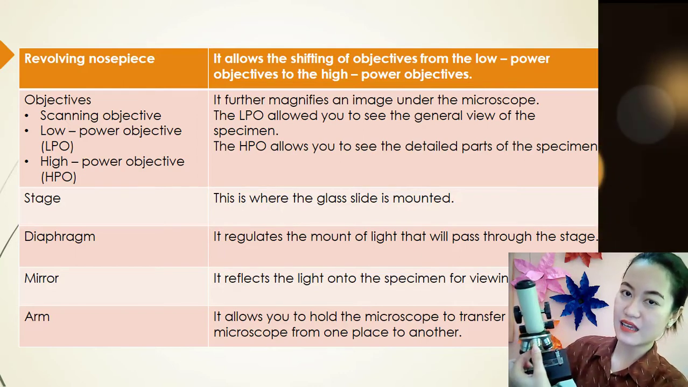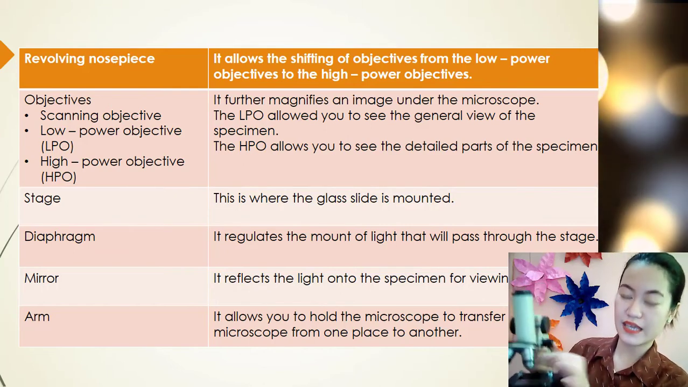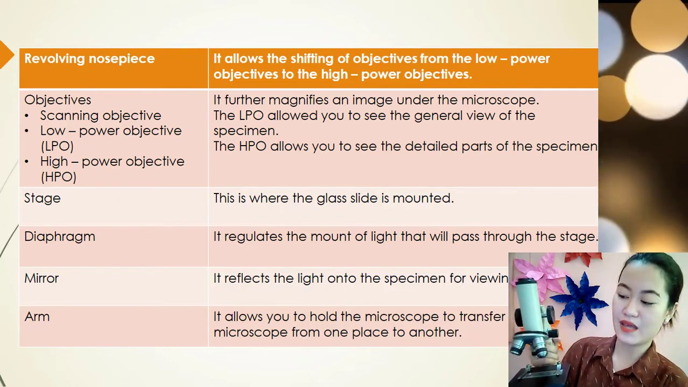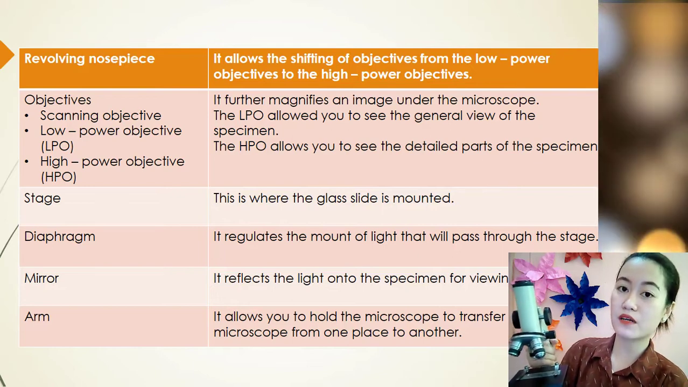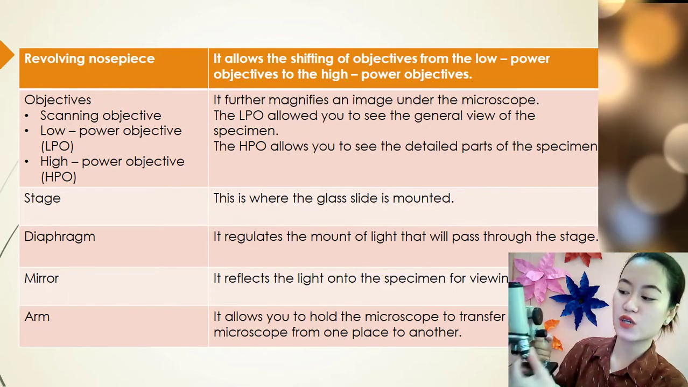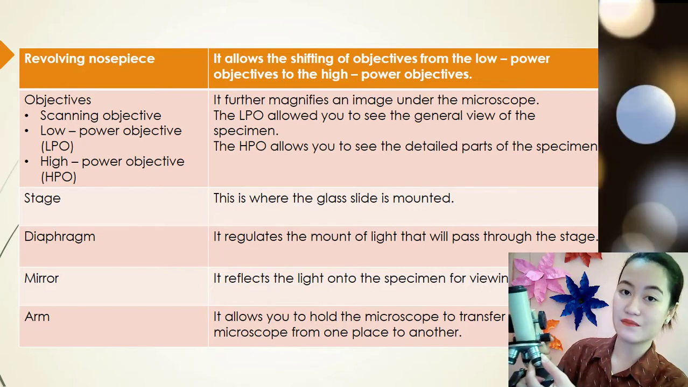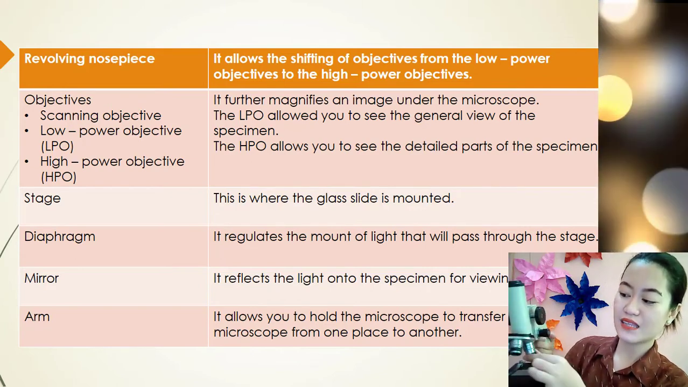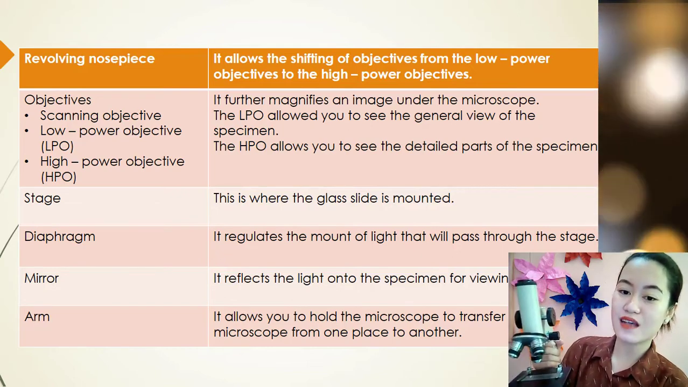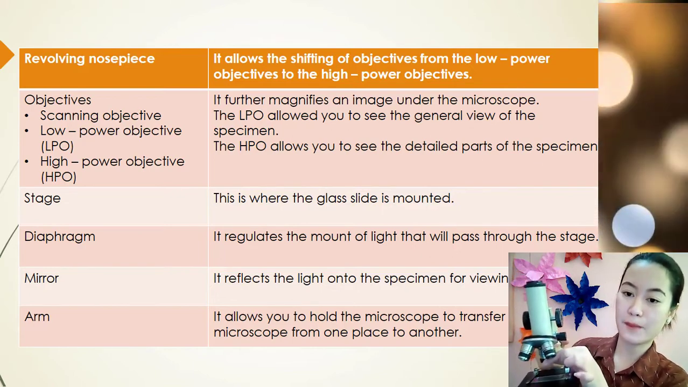Okay? Kung gusto natin ay LPO or low power, tatapat lang natin siya dito. Okay? And then, we can now see the general view of the specimen. How about the high power objective, or what we call the HPO? So, ang kanyang magnification, itong kulay blue, ang kanyang magnification po ay 40 times. Okay, tapat lang natin siya doon. Then now, the HPO allows us to see the detailed parts of the specimen. Detailed yung kanyang mga parts.